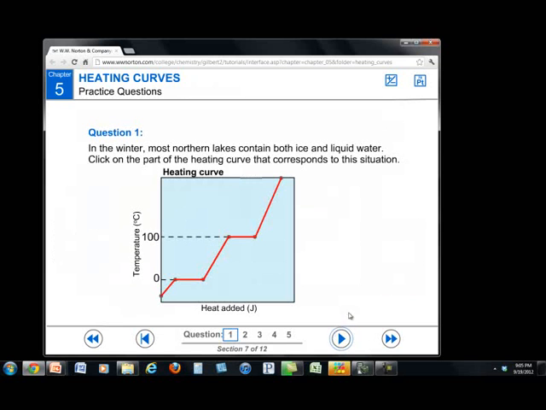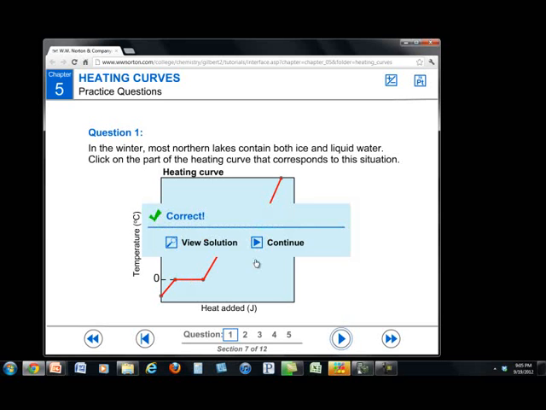Okay, so let's answer a couple questions. In winter, the most northern lakes contain both ice and liquid. Click on the part of the heating curve that corresponds to the situation, and that would be right here. You always orient yourself. Down here, low temperature, solid, liquid, gas. Here we're between the two, so we have solid and liquid.